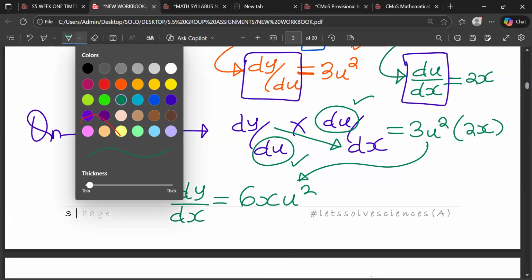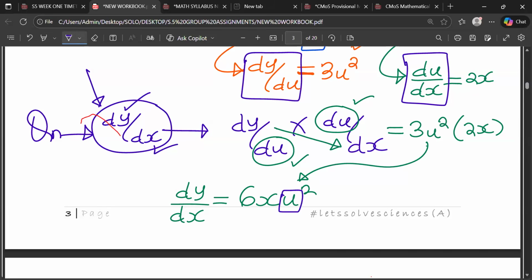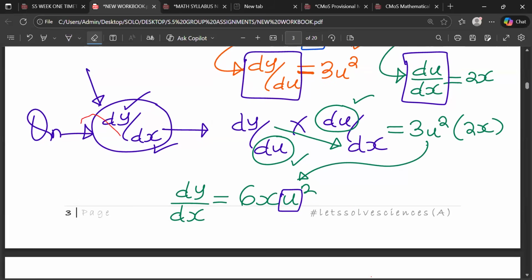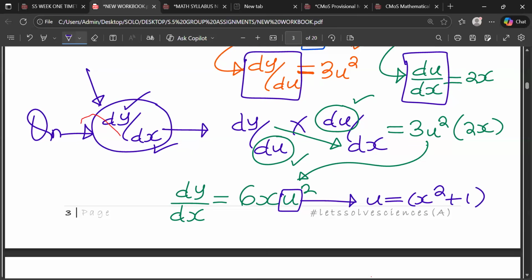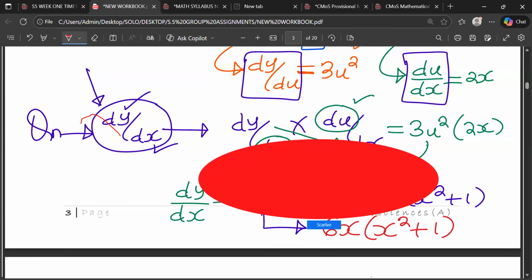But remember, u was not in these things. It is us who introduced the u. So after getting what we want, we dump it. We use it and dump it, period. After getting the answer, now remove the u, put back. Remember, u was x squared plus 1. So finally, the answer becomes 6x into (x squared plus 1), and remember there is this squared.